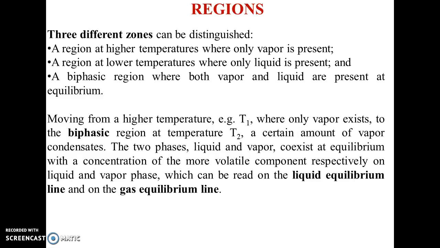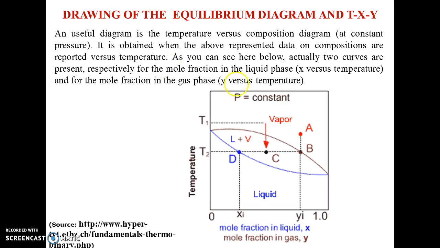So, we will observe three types of regions: here the liquid phase region, here the liquid and vapor region, and the vapor region. So from this diagram you can say that there are three regions in the TXY diagram.